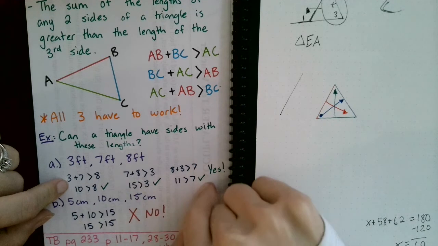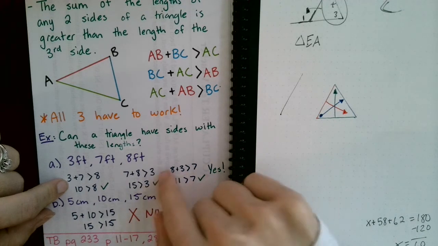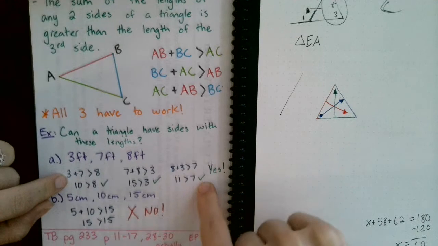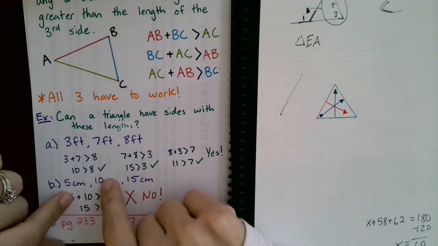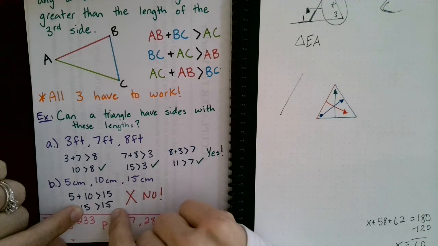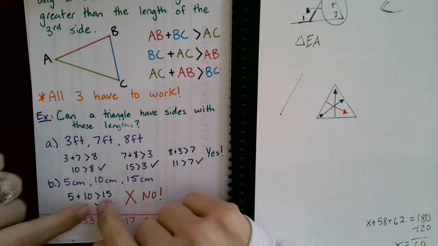We need all three of them to work, because if one of these didn't work, then it wouldn't be a triangle. Same thing down here, 5, 10, and 15. Well, 5 plus 10, that's only 15. Is that greater than 15? No, it has to be greater than.